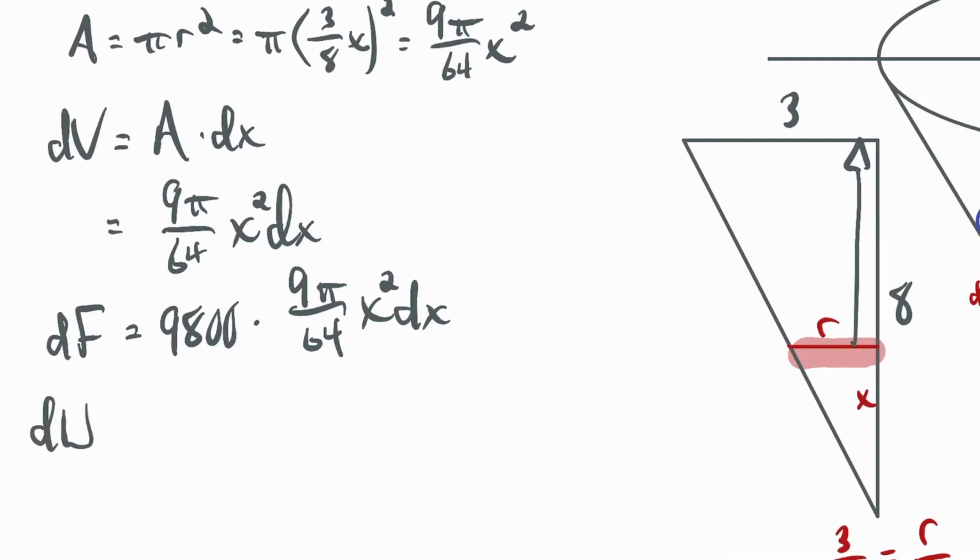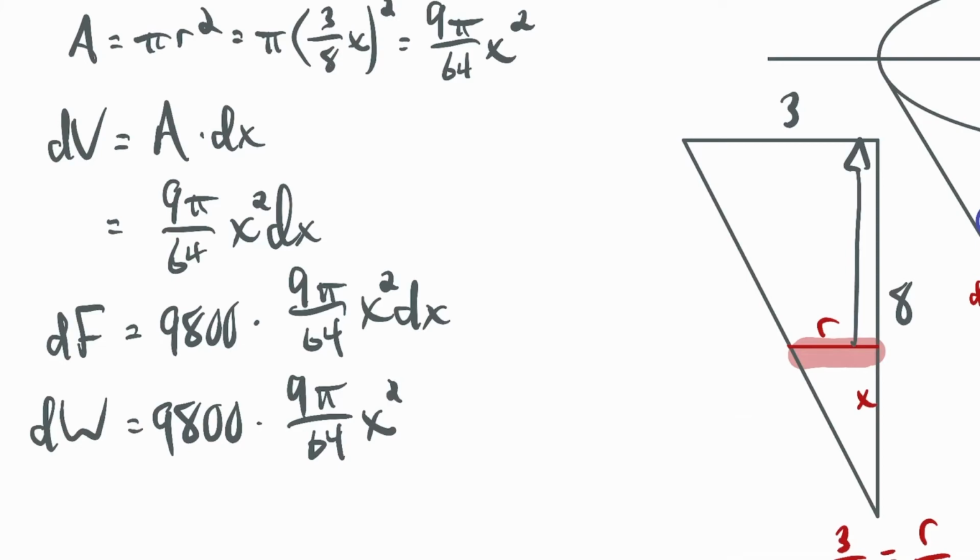So the work involved is going to be 9,800 times 9 pi over 64 x squared dx times 8 minus x. And I can put joules here if I want. I don't have to necessarily, but might as well. That's okay. That's the incremental amount of joules. That's the joules required to move that slab of water.